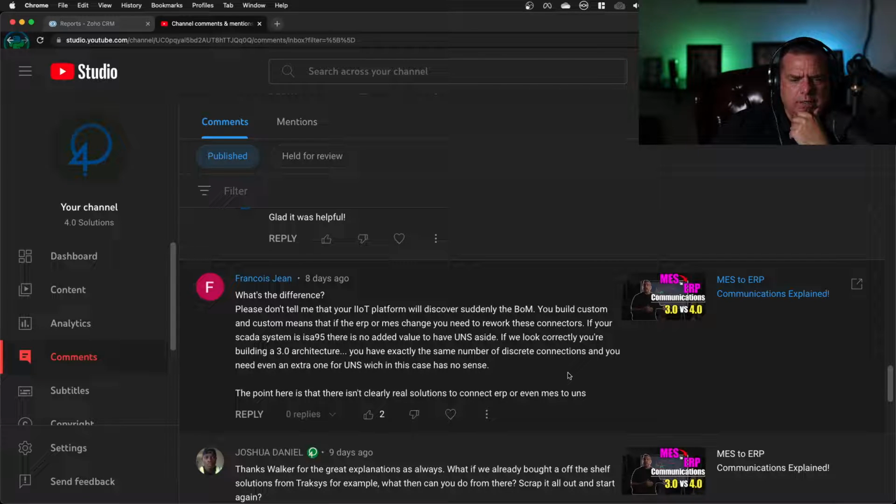If we look correctly, you're building a 3.0 architecture. No, we are not. 3.0 architecture is a linear architecture that goes up a stack, point to point. So PLC HMI to SCADA, SCADA to MES, MES to ERP, ERP to cloud. That is an Industry 3.0 architecture, and it relies solely on point-to-point connections.